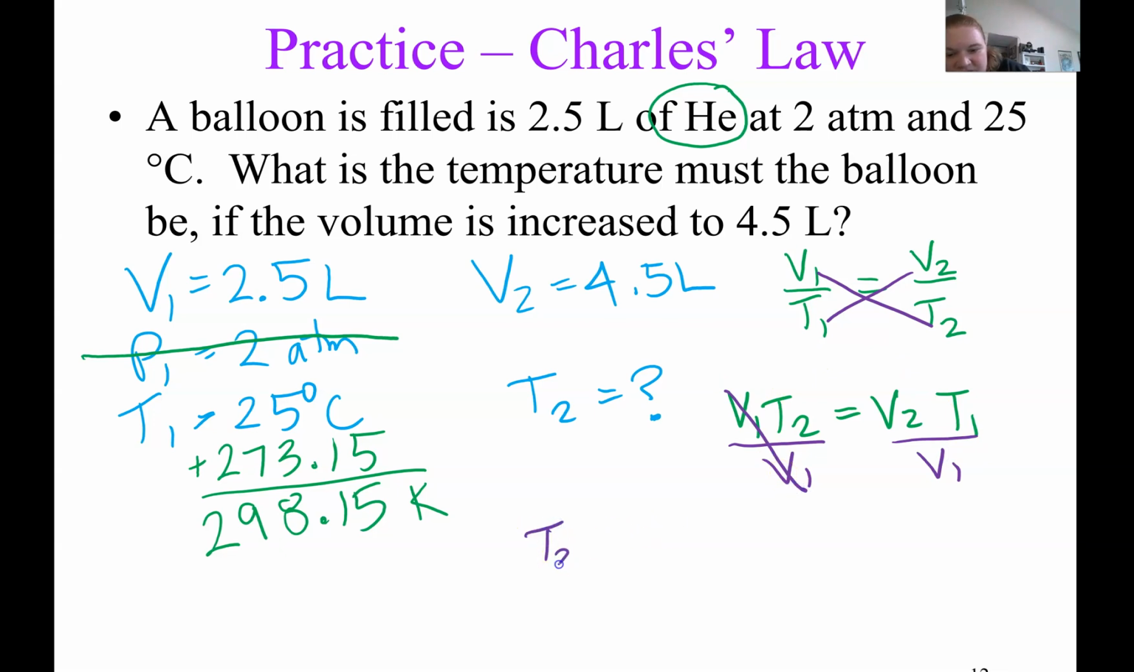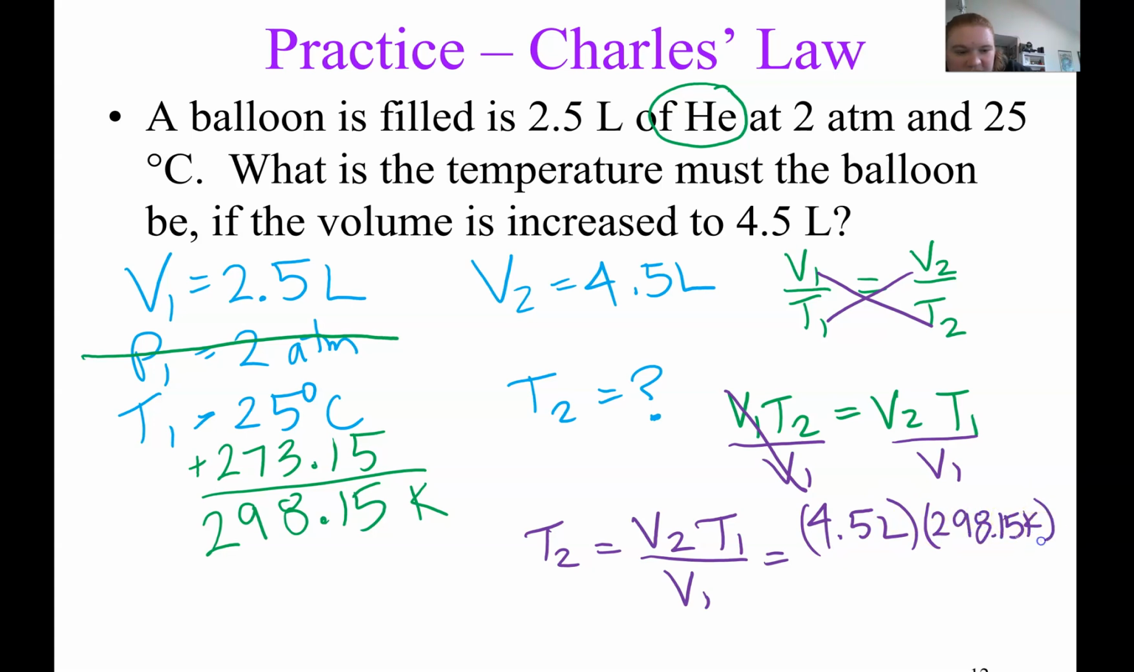So T2 is equal to V2 T1 over V1. And now I can plug in my numbers. So 4.5 liters, 298.15 Kelvin divided by V1, which is 2.5 liters. Now, same thing we did on the last one. Our volume increased. And so if our volume is increasing, that means our temperature should also be increasing.